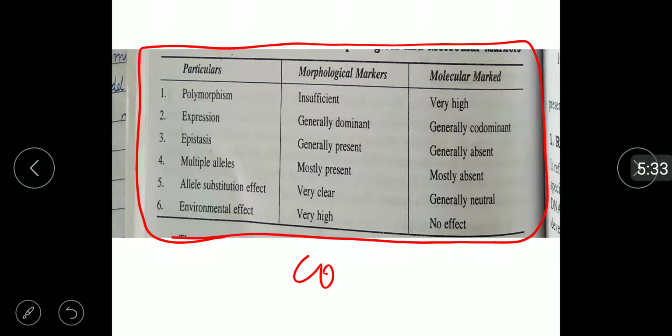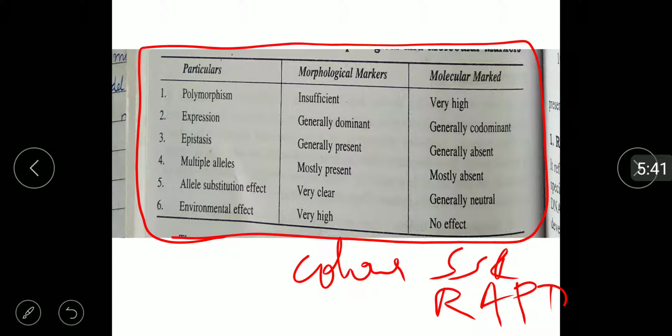Morphological, color, SSR, RAPD, color, shape.